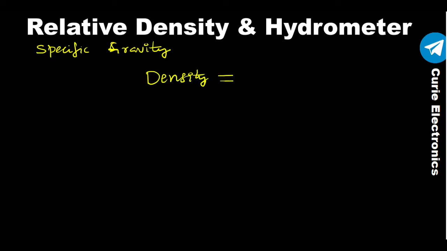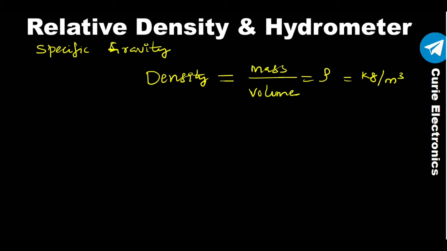Density equals mass of an object divided by its volume. So mass upon volume, that is density. It is represented by rho. Now for water, rho, and the unit is kg per meter cube. That is the unit of density.